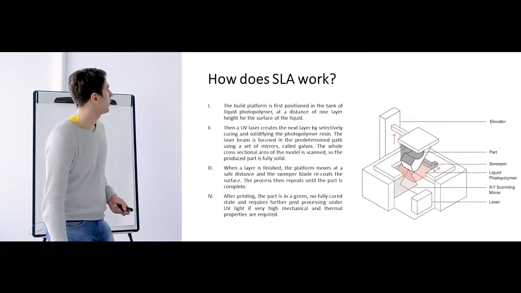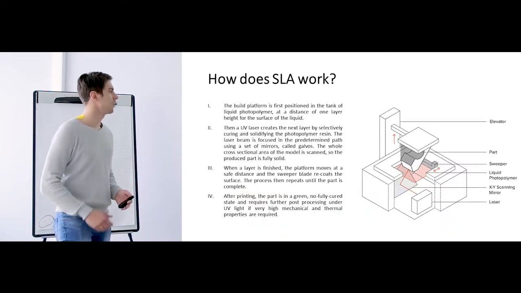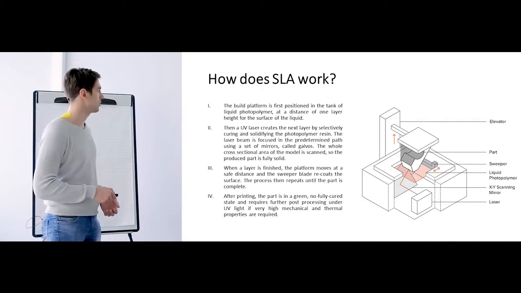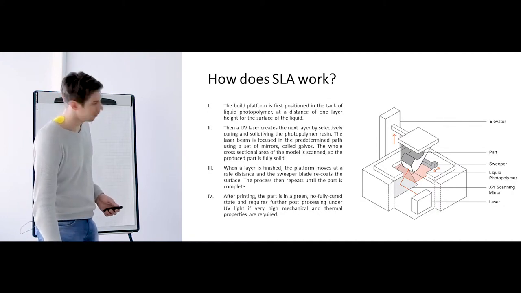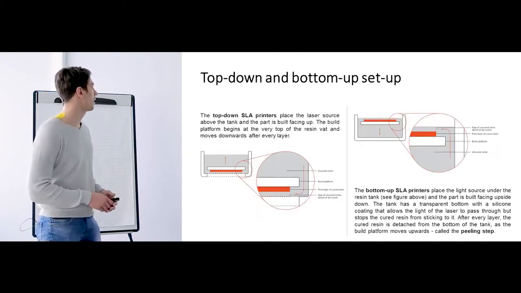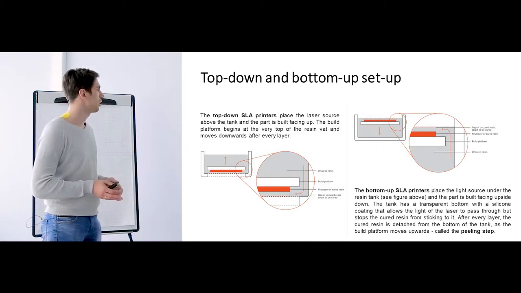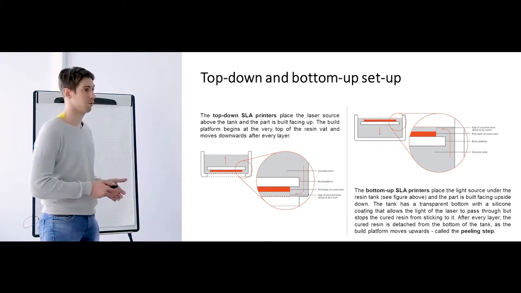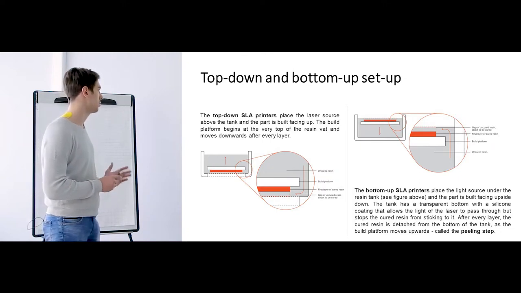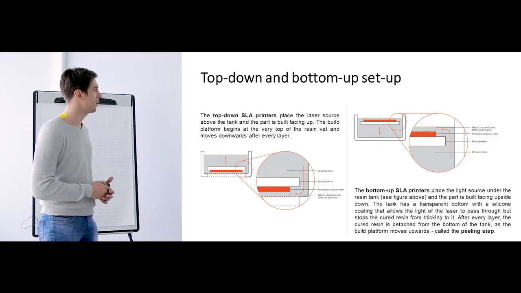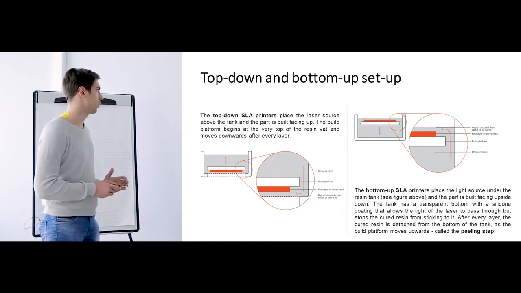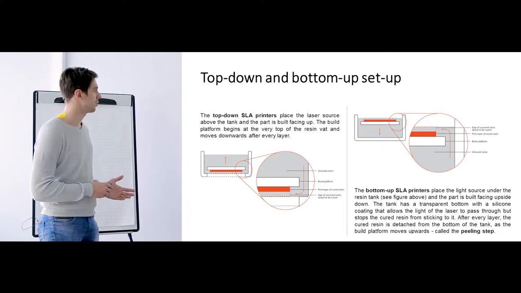So let's also take a look at the scheme. How does this process work? Here's some additional text for your study, so you can check it by yourself while we move further and discuss the main setups in stereolithography 3D printing. So there are generally 2 setups. It's the top-down SLA, which has the laser source above the tank, and the part is built facing up. The build platform begins at the very top of the resin and moves downward after every layer.